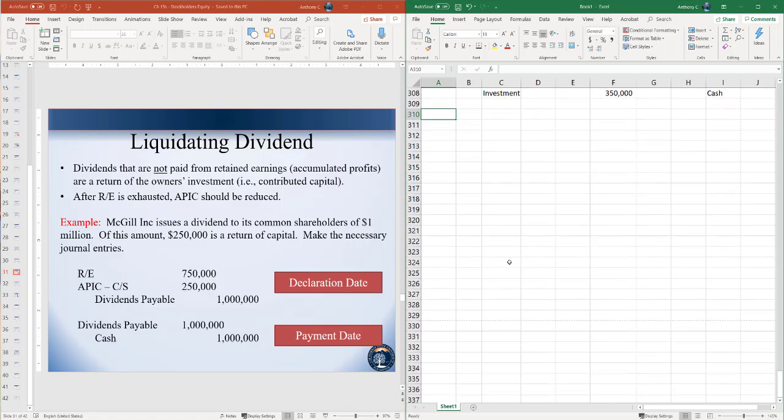All right, so moving on to the next topic, a liquidating dividend. A liquidating dividend just means we're paying a cash dividend, but our retained earnings amount isn't large enough to cover the whole cash dividend.